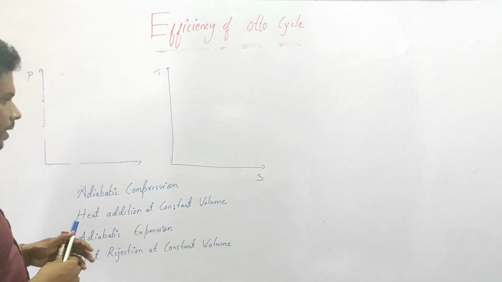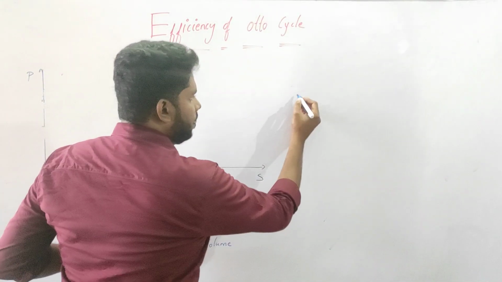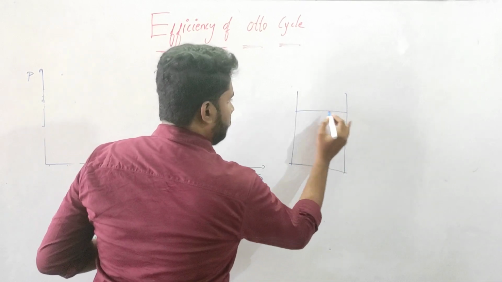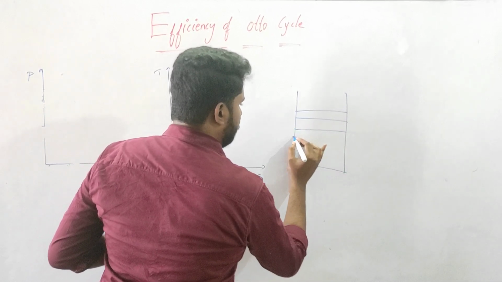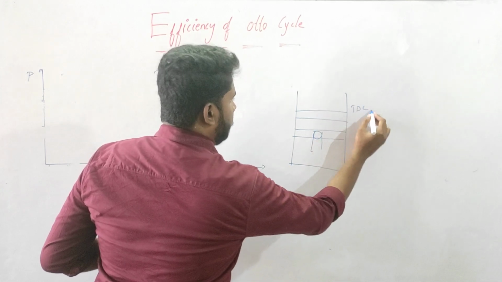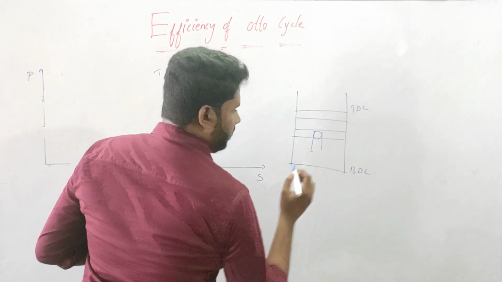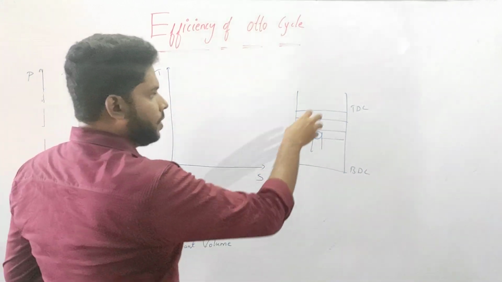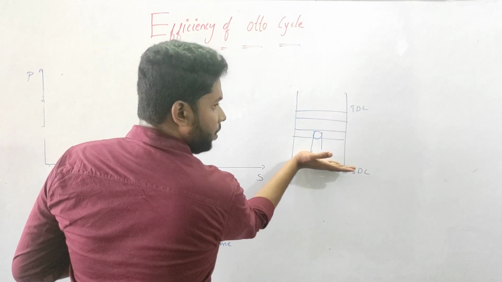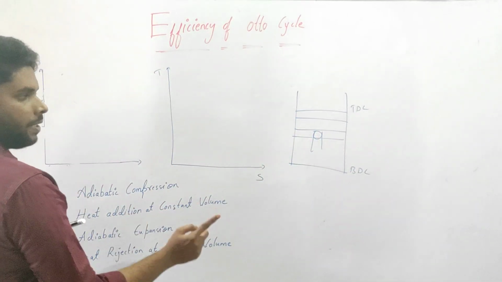So what does it mean? I will just glance over these four processes. Consider this is our engine, so this is our piston, and this is our connecting rod. This is top dead center, this is bottom dead center. Initially the air fuel mixture will enter into the cylinder and the piston will be in the BDC position. So first one is the adiabatic compression, means what?